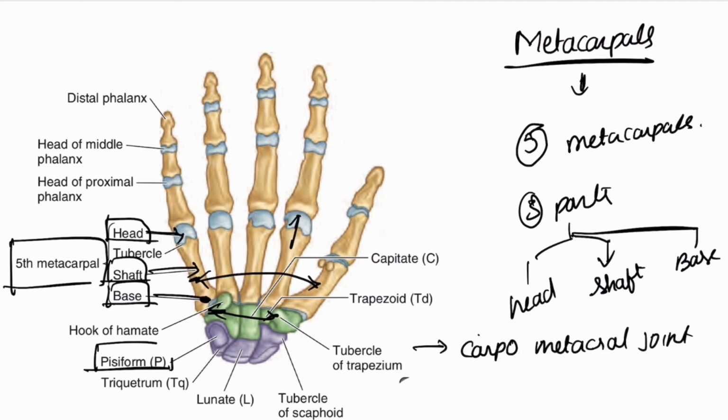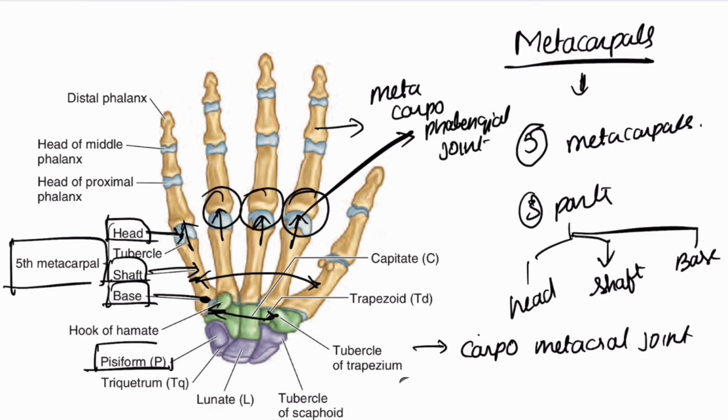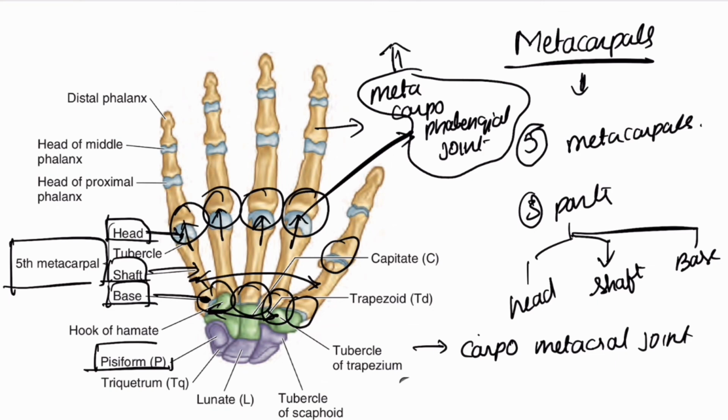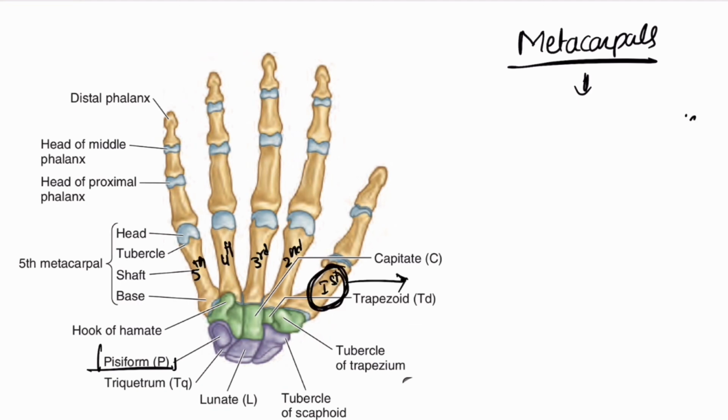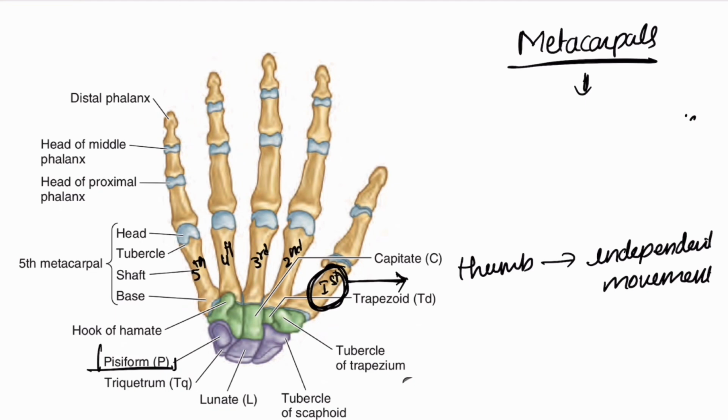Superiorly, these metacarpals attach to the phalanges to form the metacarpophalangeal joint. These are the metacarpophalangeal joints here. These are the carpometacarpal joints. These metacarpophalangeal joints form the knuckles of the hand. This is the first metacarpal, this is the second metacarpal, this is the third metacarpal, this is the fourth, and this is the fifth metacarpal. This first metacarpal bone is separated from the remaining metacarpal bones to give the thumb independent movement. And that's all about the metacarpals.